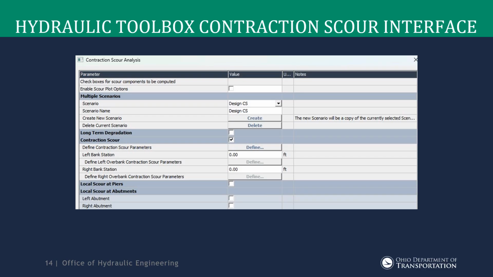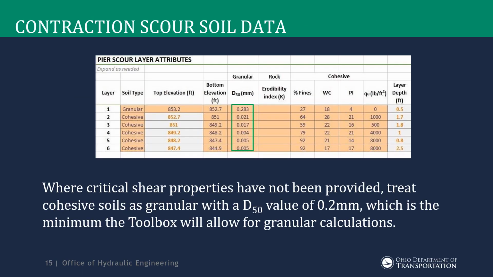So when you open up the toolbox and start your project, you open up this interface, and you can see that it shows different types of scour. You can see the contraction scour, and we check mark that. Although you see the pier and abutment scour, we're going to concentrate on the contraction scour in this particular section.